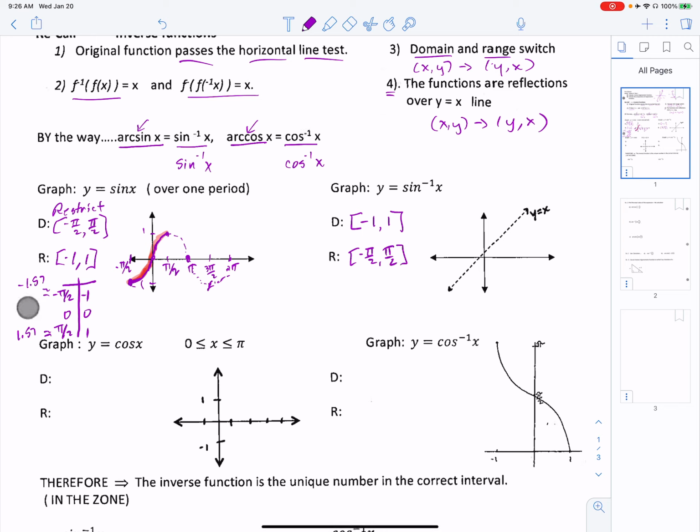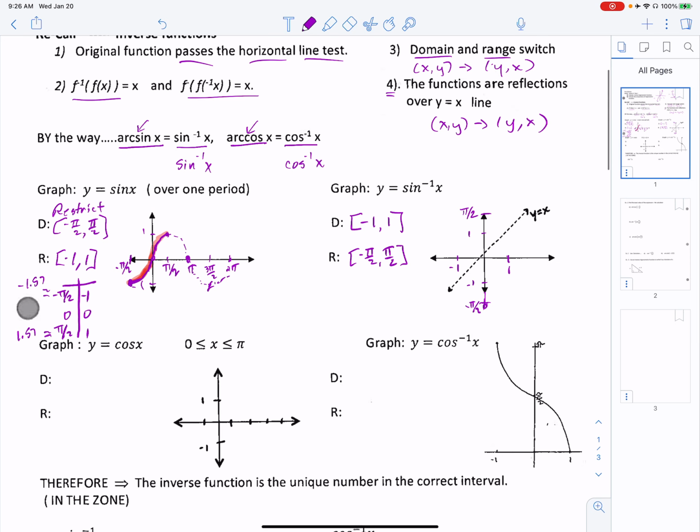If I think of this as negative 1 and here is 1, then pi halves would be about up here, because the range goes up to 1.57, and if this would be negative 1, then about here would be negative pi halves, approximately, negative 1.57. You need to know the decimal values to get this to map out right.